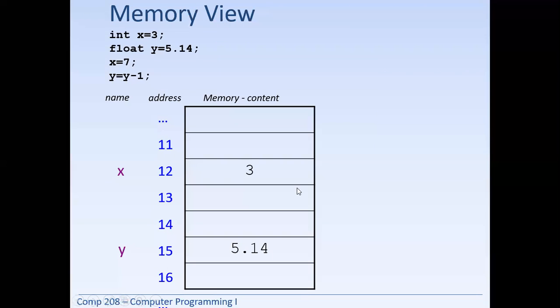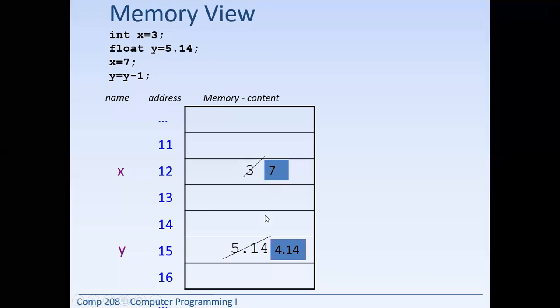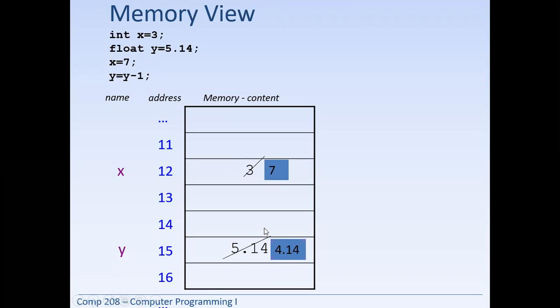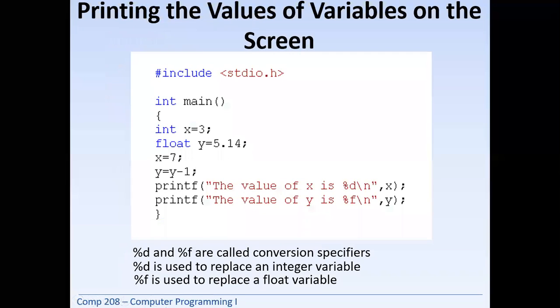So the first values x, 3, y, 5.14, x will equal 7. We remove the old value and replace it by 7. The same for y: new y will be equal y minus 1, 4.14. So it will replace it, okay? Any question here? No. Okay. Now, if I want to print them to the screen.